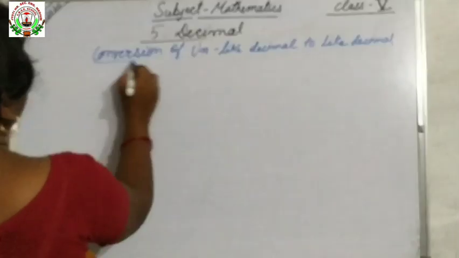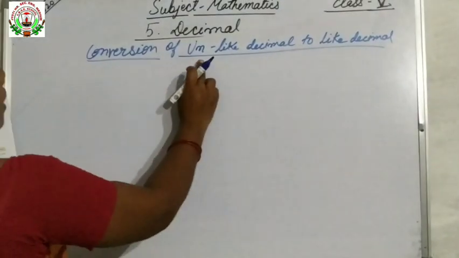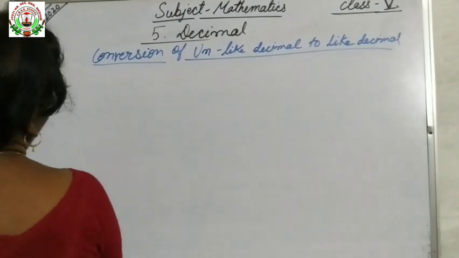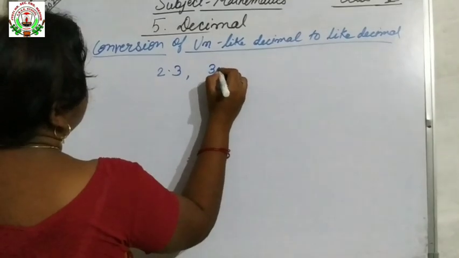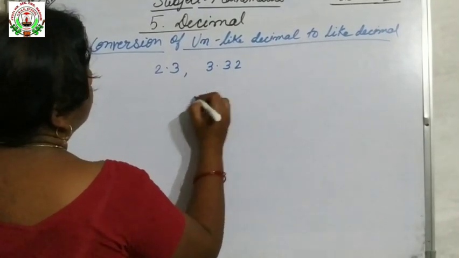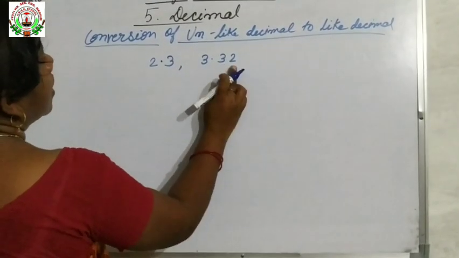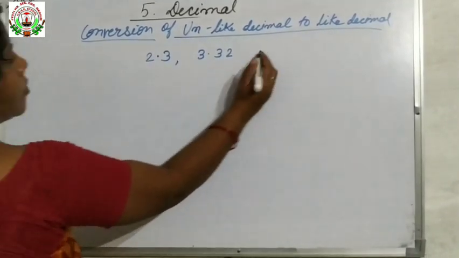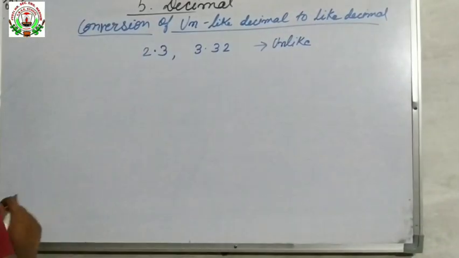Now the next topic is conversion of unlike decimals to like decimals. How to convert unlike decimals into like decimals? Suppose one question is here, 2.3, and another is 2.32. Understood? So here after the decimal one digit is here and two digits here. It is unlike decimal. We have to convert into like decimal.